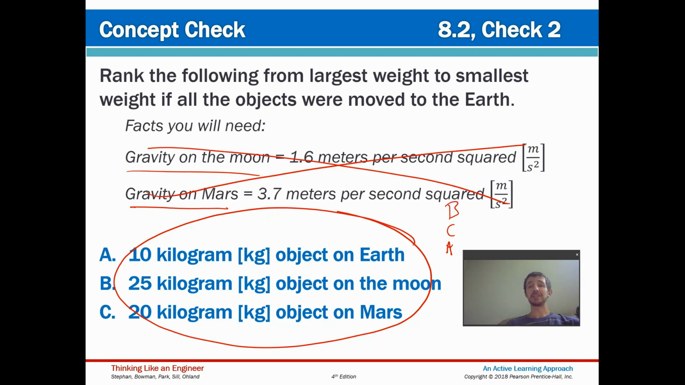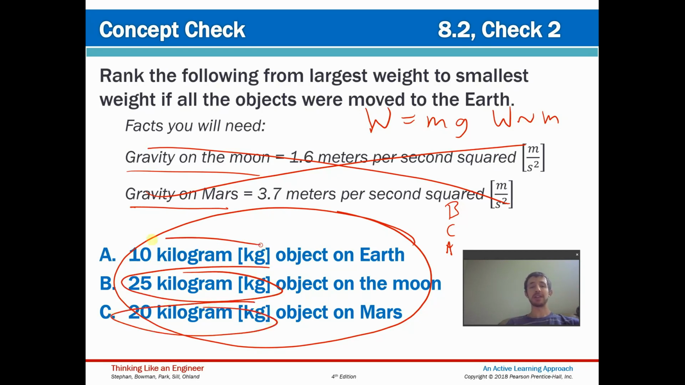All you need to remember is that weight is equal to mass times gravity. They're all going to be multiplied by the same gravity, so therefore weight is proportional to mass. So the most massive object will also be the heaviest on Earth, because we're moving all of these to Earth. Same gravity, different masses, weight's going to be proportional to mass. So this one has the biggest mass, it'll be the heaviest on Earth. Second biggest, and then finally third biggest. It's one of those trick questions.